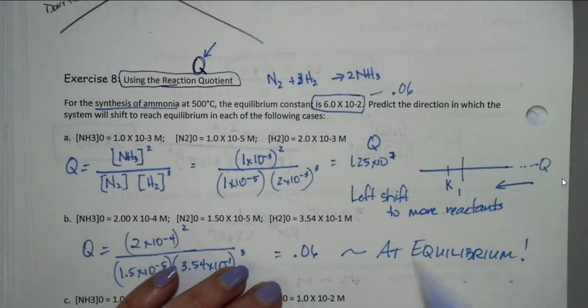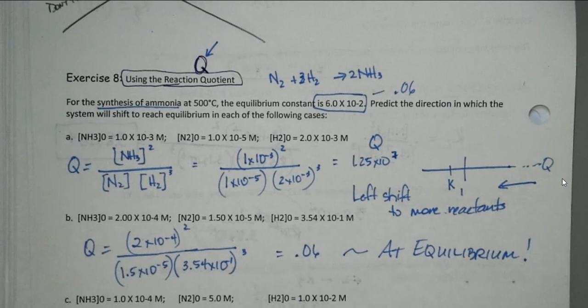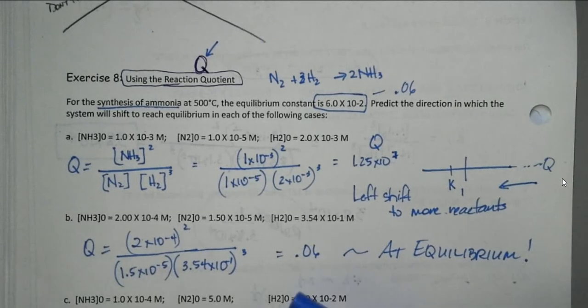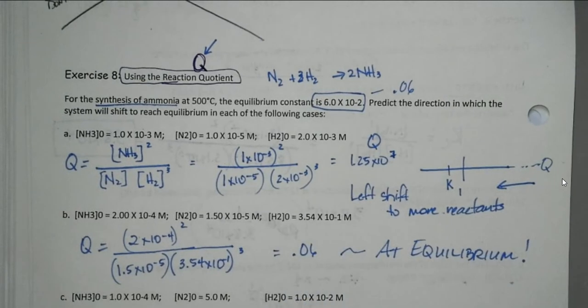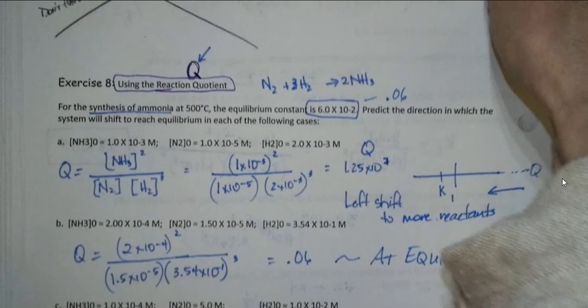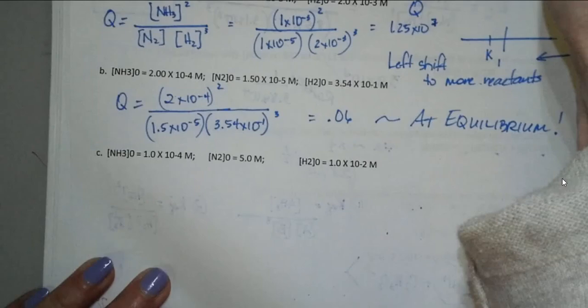I have several people that keep saying, well, no, it's 6 times 10 to the negative 2. Well, no, it's 0.06. They're the same number. It doesn't matter which way you put it. They're the exact same. Okay, do letter C.